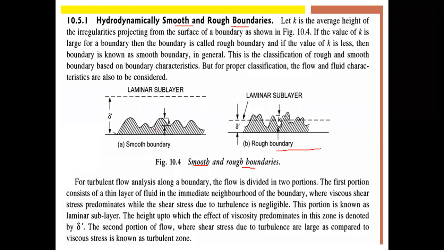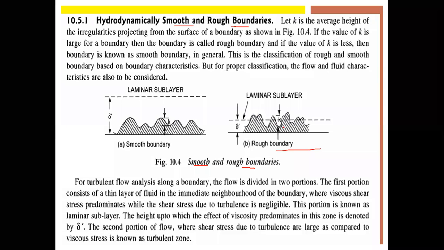So this is a laminar sublayer with a rough boundary. See the boundary here, which is not uniform, but you have a clear view of this K. Whereas here, you have a close, tight structure of the layer boundary. This is a laminar sublayer. Let K be the average height of the irregularities projecting from the surface of the boundary. So from the figure, K is the height of the irregularities projecting from the surface of the boundary.